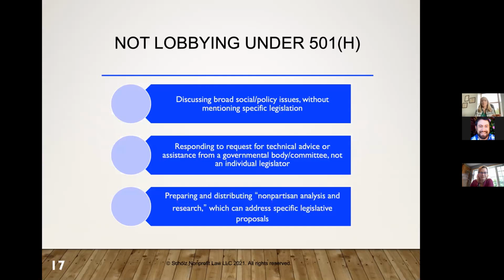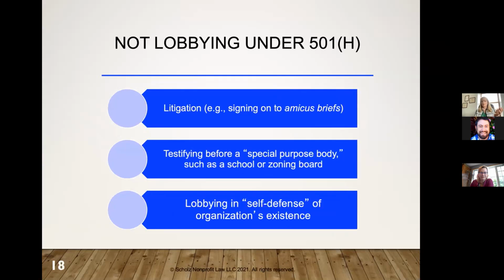Preparing and distributing nonpartisan analysis, often called white papers, is very common. You can do a full review of legislative options, with opinions on what's good and bad about them, but you stop short of explicitly supporting one or the other. You give the full pros and cons, and it does not have to be unbiased. You can have an opinion on what's a good outcome, but you stop short of supporting specific legislation.